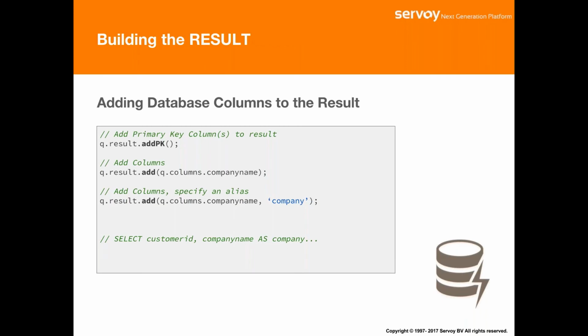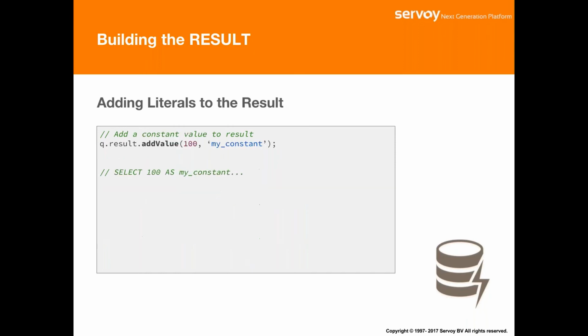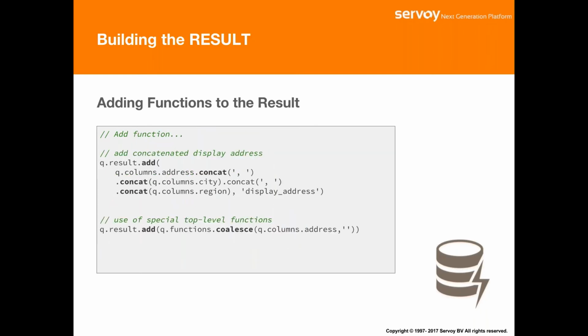So adding columns, we saw, is pretty easy. You just add it. You can reference the column if your query object is strongly typed. You can also alias it, which is sometimes needed because you might do two different versions of that column in different places for different reasons. It's also easy to add the primary key without knowing what it's called. I said you could add literal values. This is what it looks like. You just call the add value function of the result. You can also alias that, of course, too.